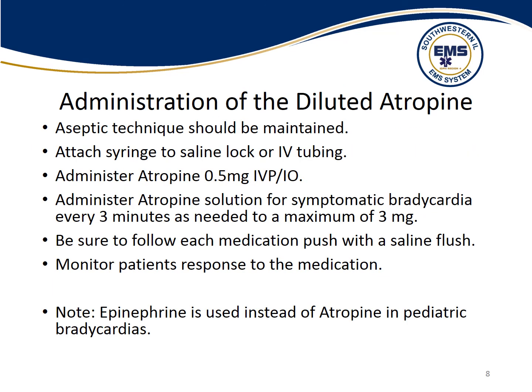Administration of the diluted atropine solution. Aseptic technique should be maintained. Attach syringe to saline lock or IV tubing. Administer atropine 0.5 milligrams IV push or IO. Administer atropine solution for symptomatic bradycardia every 3 minutes as needed to a maximum of 3 milligrams.